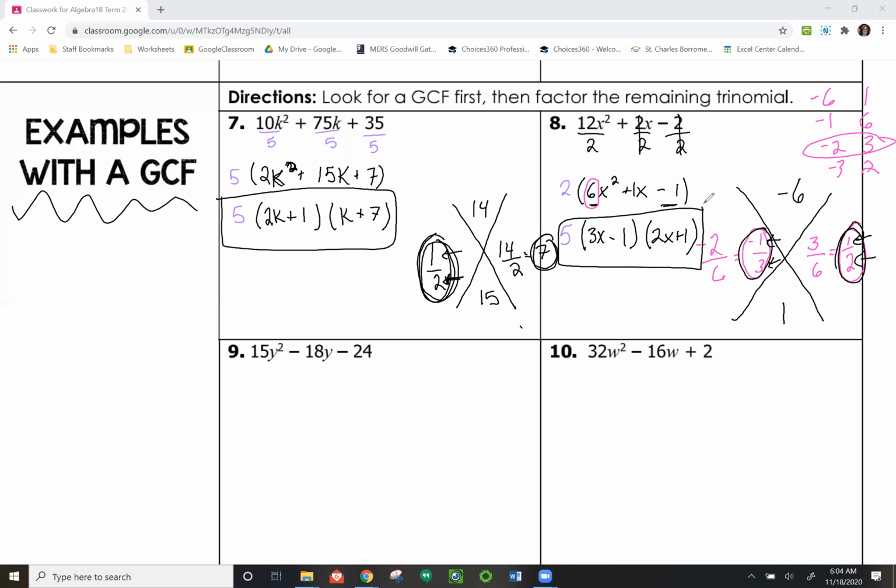Okay, so I'm going to go ahead and leave number 9 and number 10 for you guys to do.